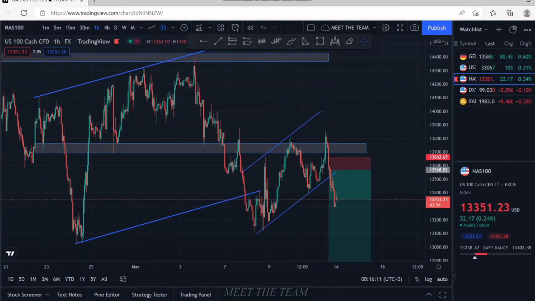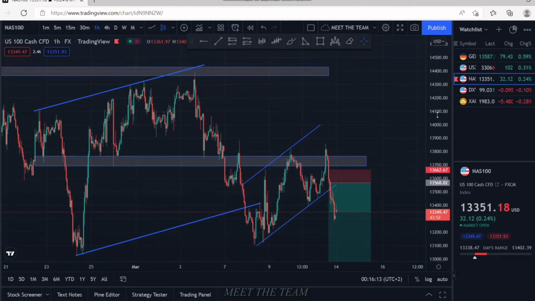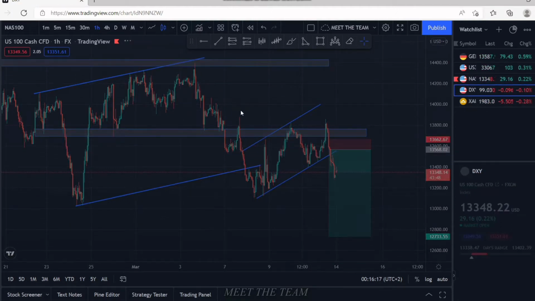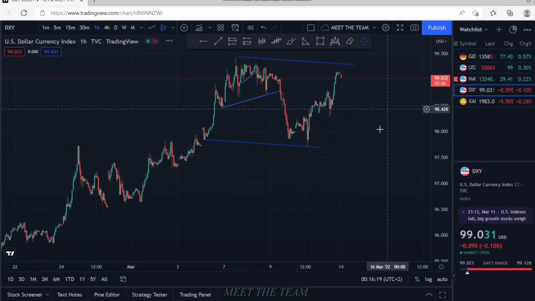Okay guys, let's get to the bottom of this. As you all know, we trade GER30, US30, NAS100, DXY, and gold. So firstly, I must start with DXY, guys.